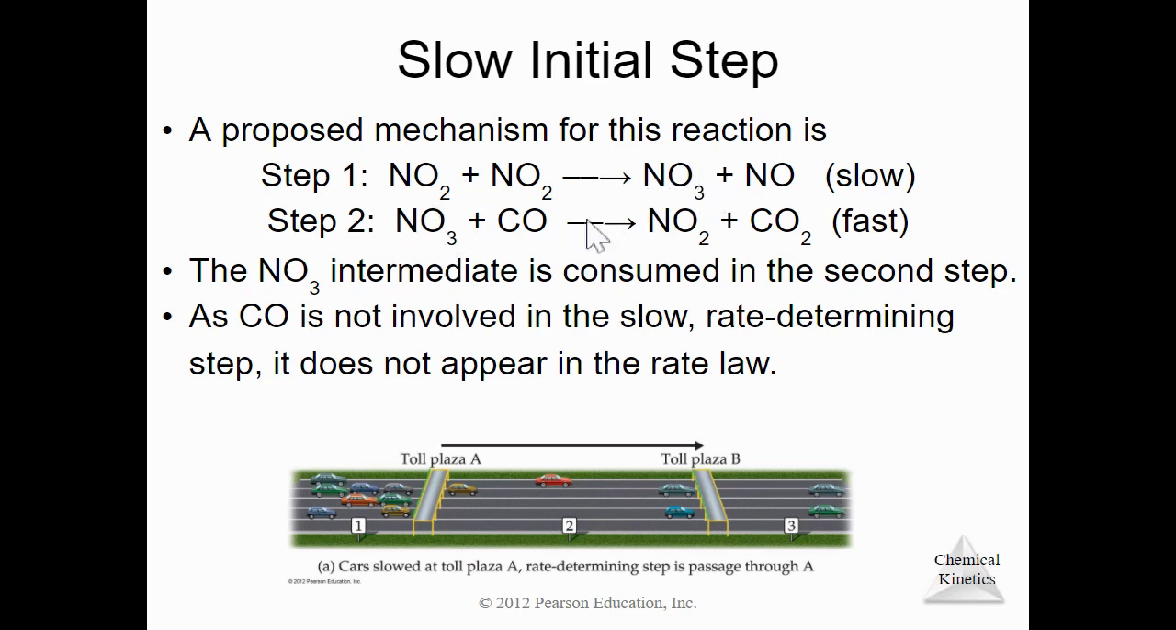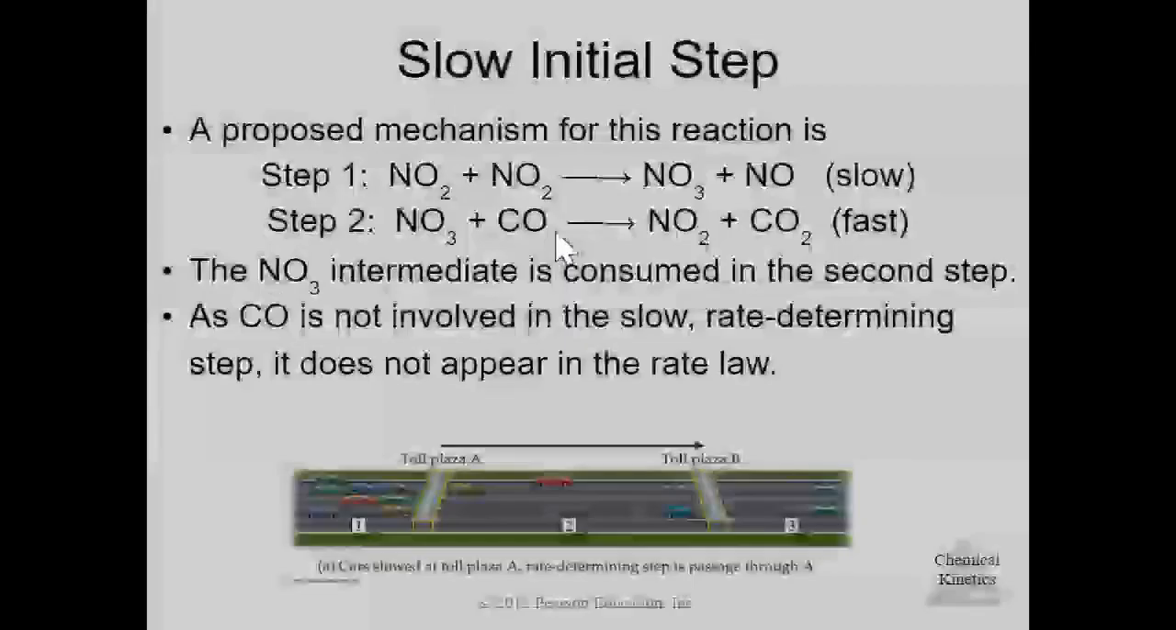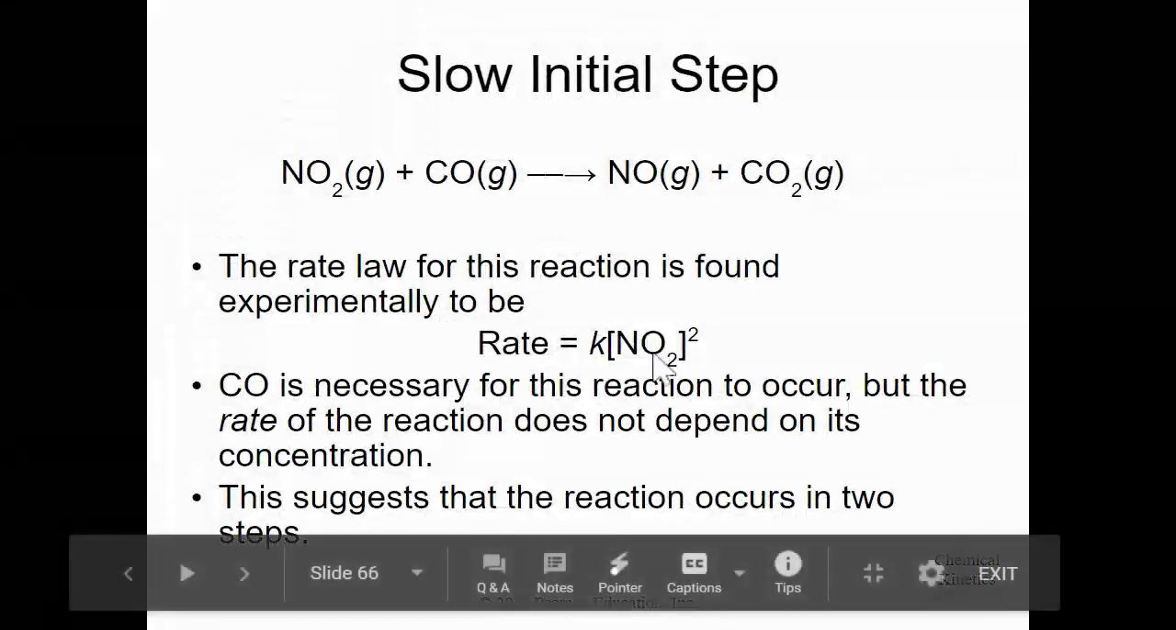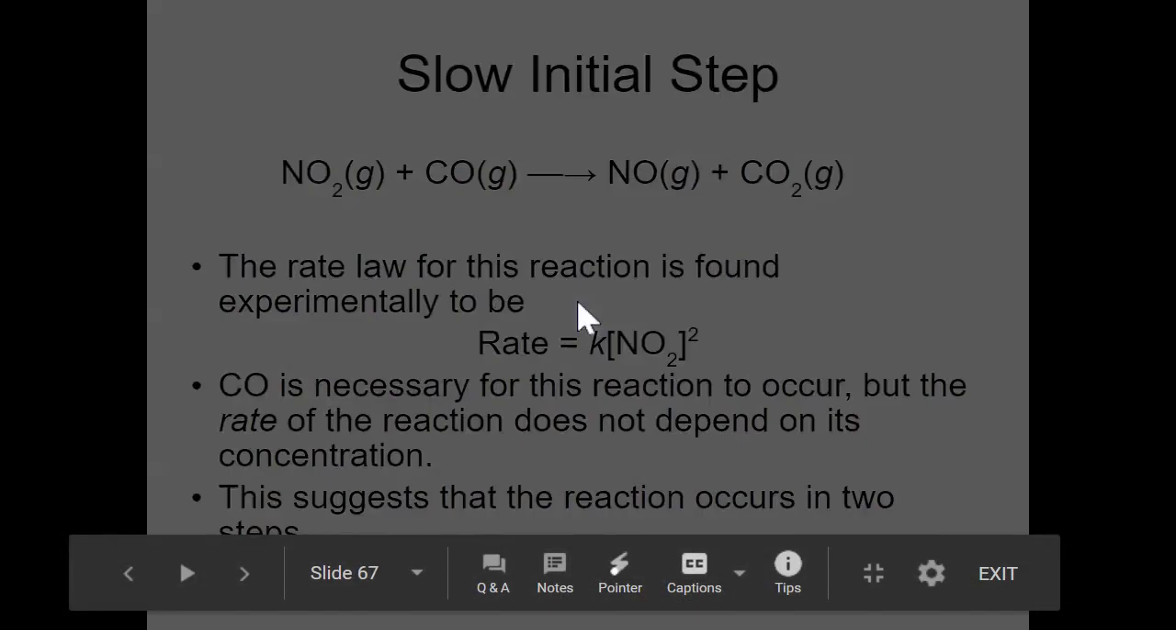It's produced in one step and then consumed in a future step. So that is an intermediate and it goes away. And also that CO is not part of the rate determining step, so we would expect CO not to be in the rate law. And so that is consistent with the rate law that's provided here.